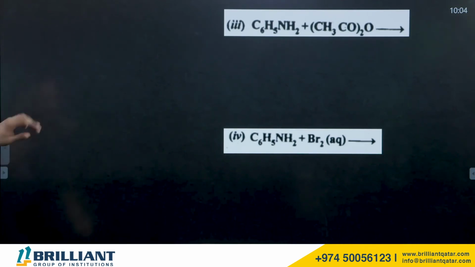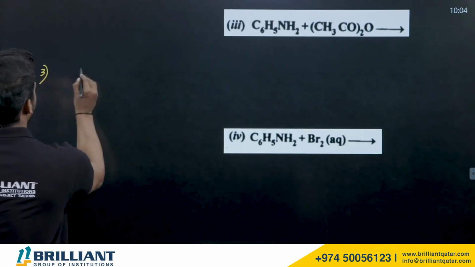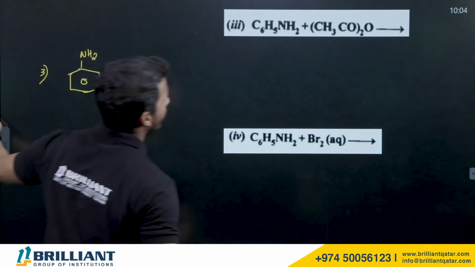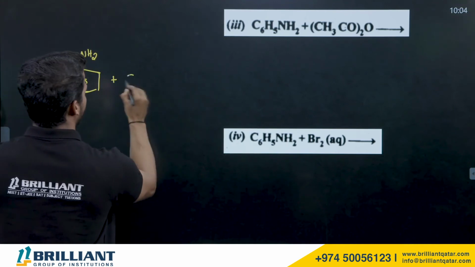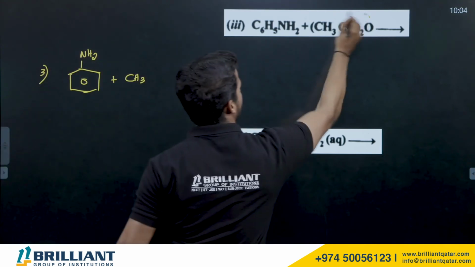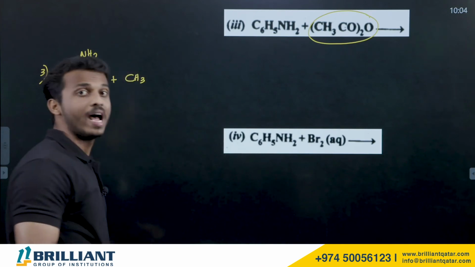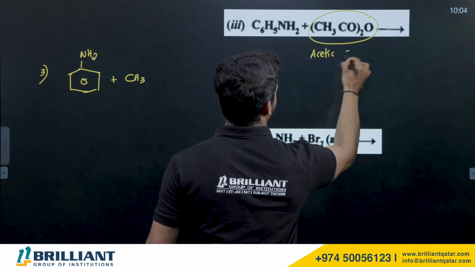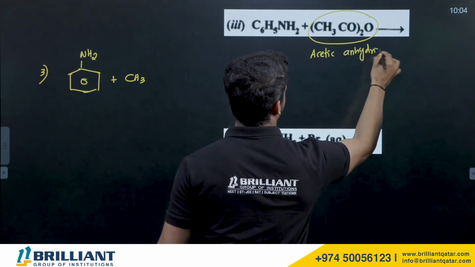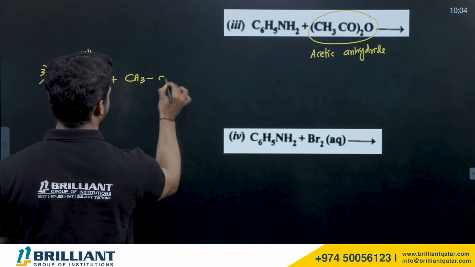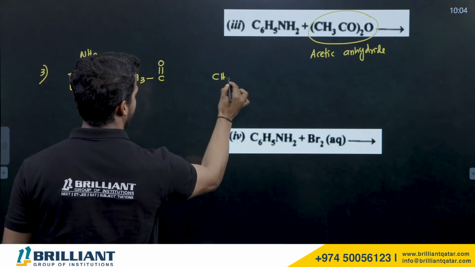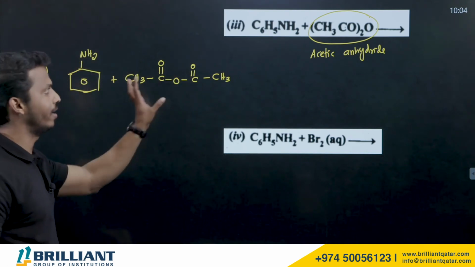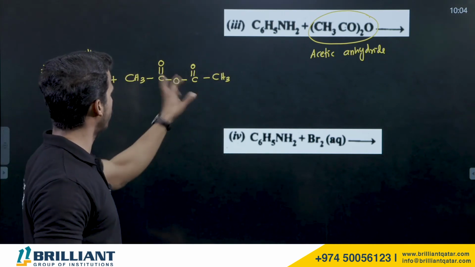Next one, last question, third one: given benzene with aniline, NH2. It is treating with the compound that we already discussed before, CH3. What is this compound, dear students? CH3CO twice O, acetic anhydride. You know the formula. Let me just expand it. CH3CO, once again CH3CO, and at the center there is one oxygen. This is called acetic anhydride. Short form, CH3CO twice O.